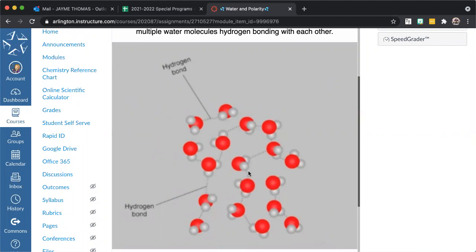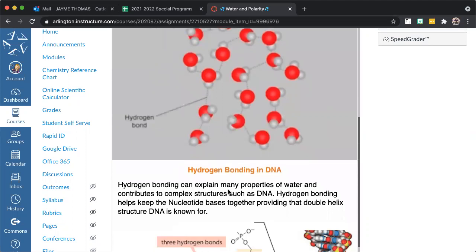But so all these little dashed lines, you can see that it's always like, here's an oxygen and it's attracted to this hydrogen on this one. This hydrogen is attracted to this oxygen. So they sort of arrange themselves because those partial charges exist, okay?